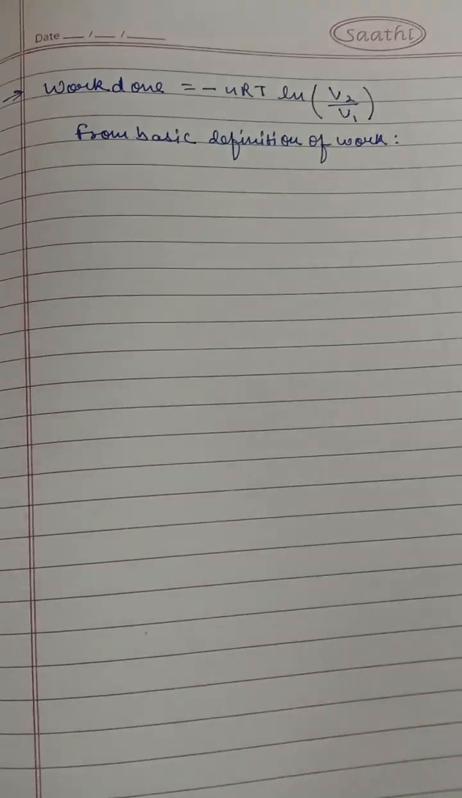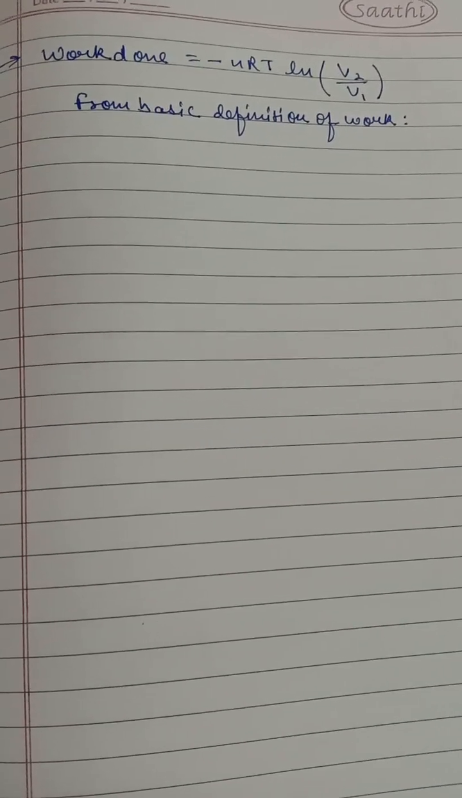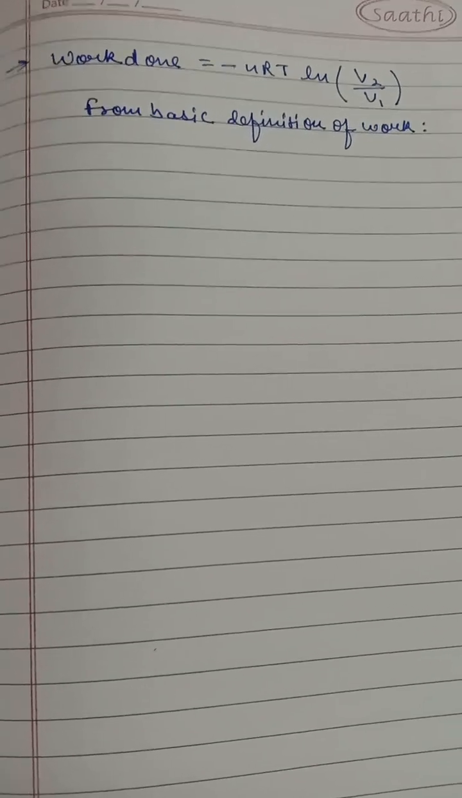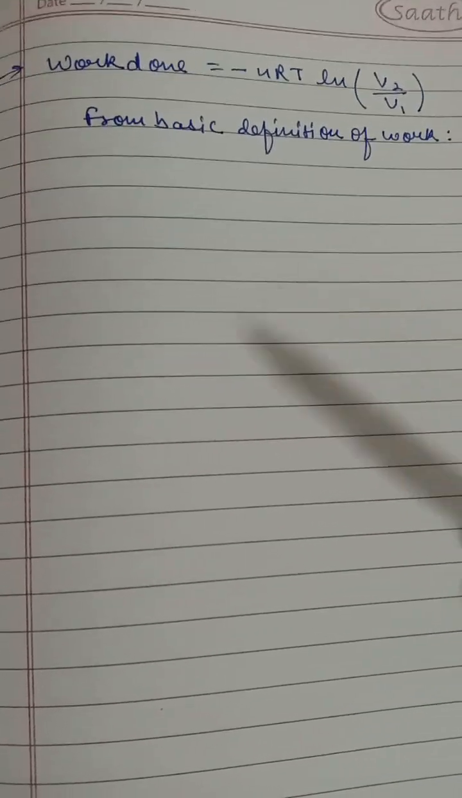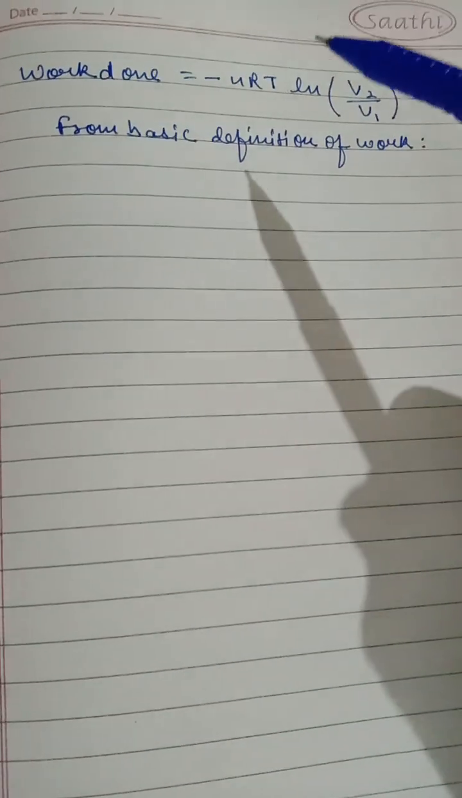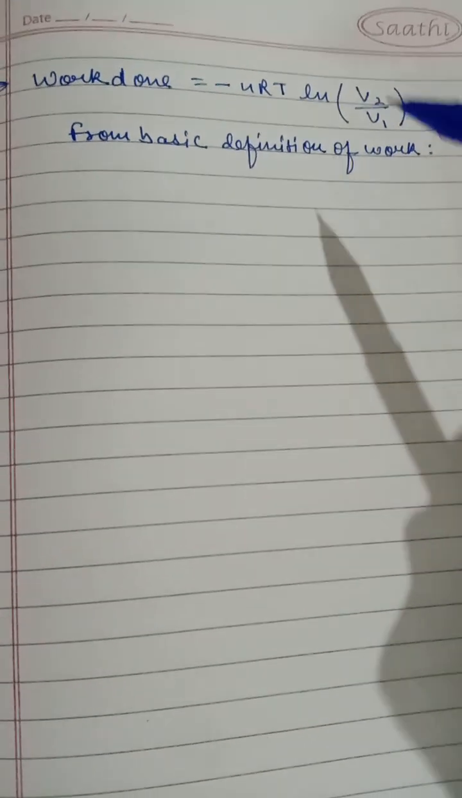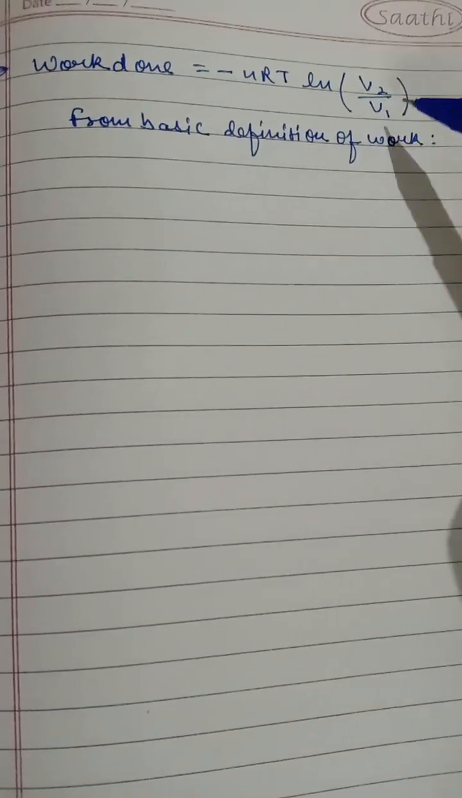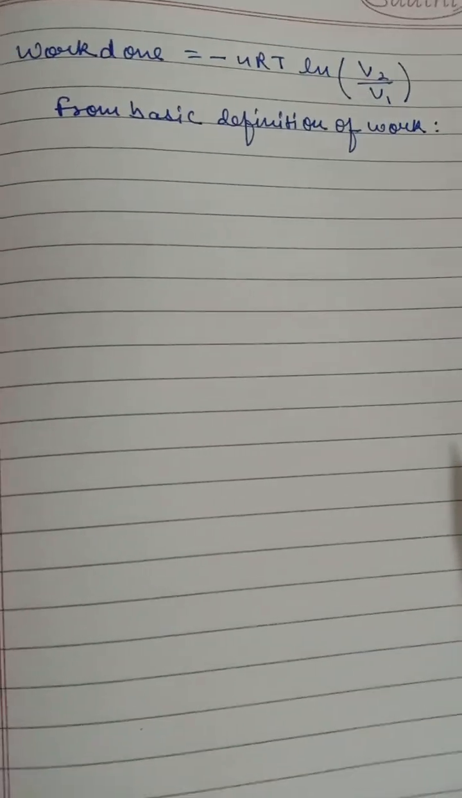Hello everyone, we are back to the channel after a very long time, and today we are going to see that work done on a gas in thermodynamics is equal to minus nRT ln V2 by V1, where V2 is the final volume and V1 is the initial volume. So we'll derive it by the basic definition of work that we study in physics.